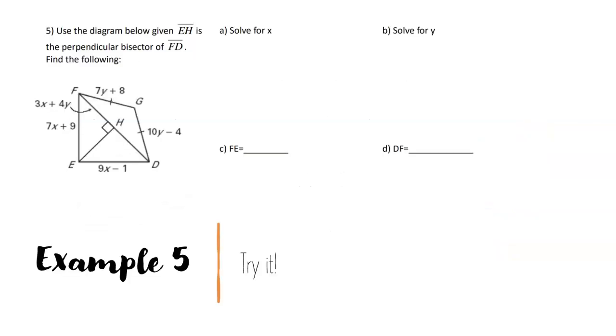Okay, I'm going to leave example 5 for you to try, and you have to use the diagram, the equal signs on the congruent line segments on the diagram, and then also this perpendicular bisector theorem to solve for x and y. I'm not going to go through this example. This is here for you to try.